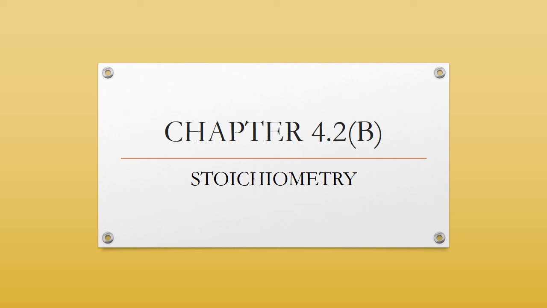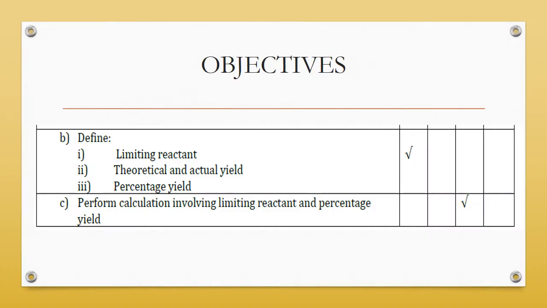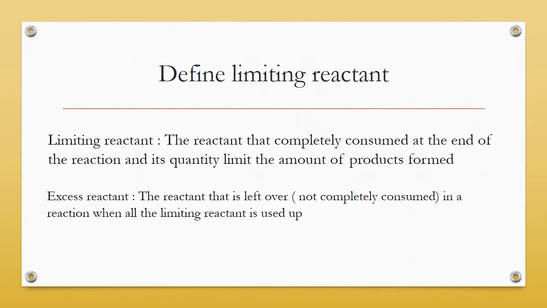Today we are going to continue on chapter 4.2 Stoichiometry. For chapter 4.2 part B, we will cover the definition of limiting reactant, theoretical and actual yield, and also percentage yield. In this subtopic we will perform calculations involving limiting reactants and percentage yield. So first, define limiting reactant.